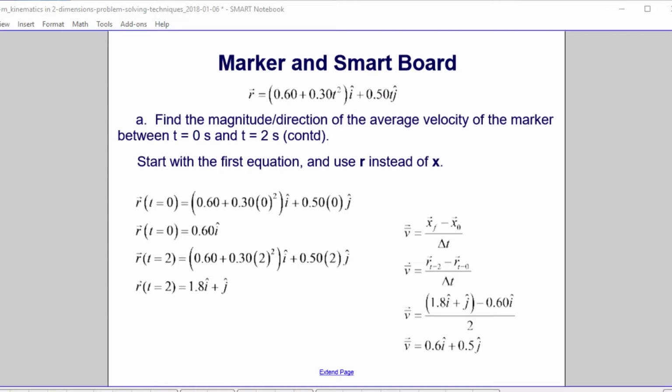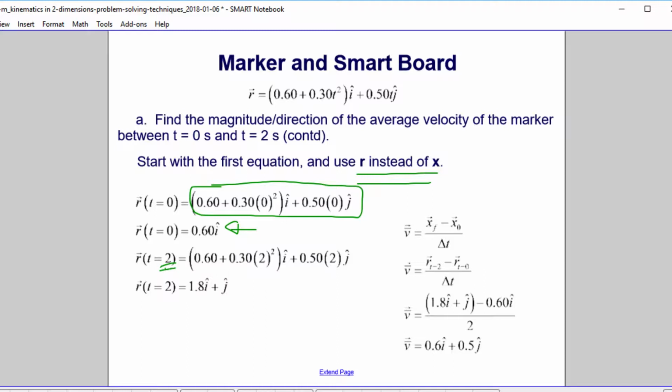So we'll start with the first equation, and we'll use r instead of x. You can do that because we're just doing a different position. So r at t equals 0, we plug 0 in wherever you see time, and you get the position vector is 0.60 times i hat. We then find the position at time equals 2, and in this case we substitute in t equals 2, and our position vector is 1.8 i plus j.